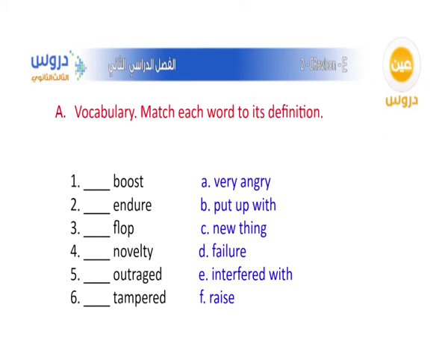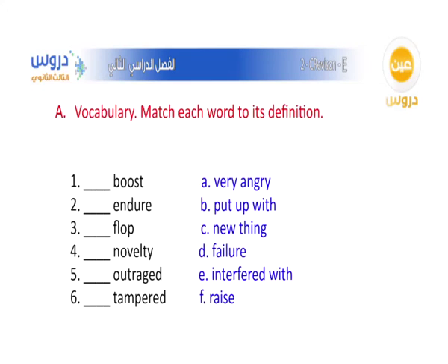Okay, boost, like give a raise. For example, you know energy drinks like Red Bull, Bison. That's totally okay, Fatima. When you drink these drinks, they give you an energy boost. That means they raise, F. Can you see F? They raise your energy, give you more energy. 2. Endure is put up with. Endure means to put up with. 3. Flop is D, failure.